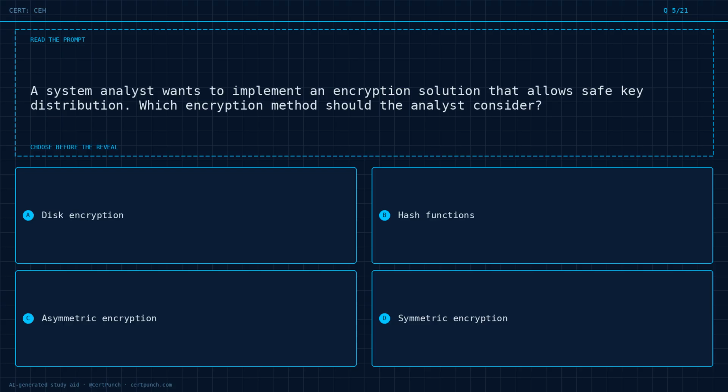Question 5 of 21. A system analyst wants to implement an encryption solution that allows safe key distribution. Which encryption method should the analyst consider? Option A, disk encryption. Option B, hash functions. Option C, asymmetric encryption. Option D, symmetric encryption. Choose the best answer before the reveal. Commit to it now.